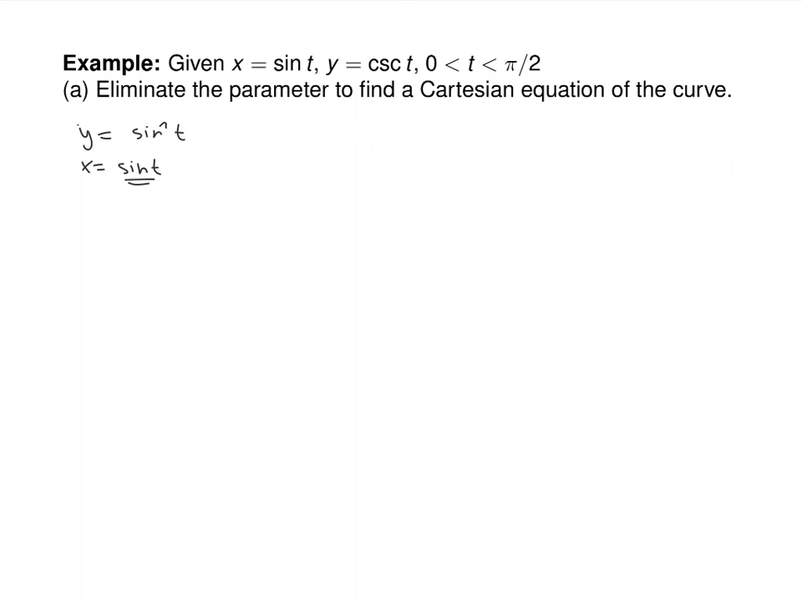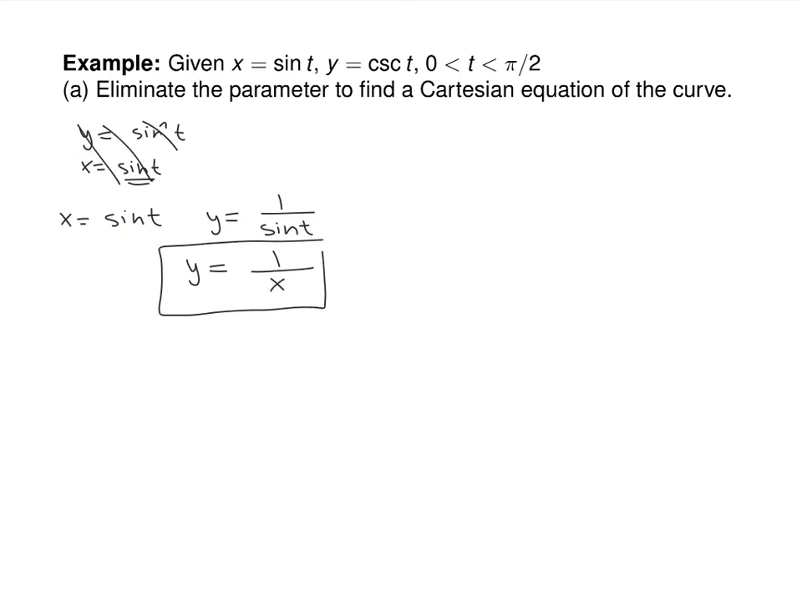And so in this question that we have, we've got x equals sine t, and well, cosecant t actually is sine t in disguise. It's 1 over sine t. And so therefore y is 1 over x. So there is the Cartesian equation.